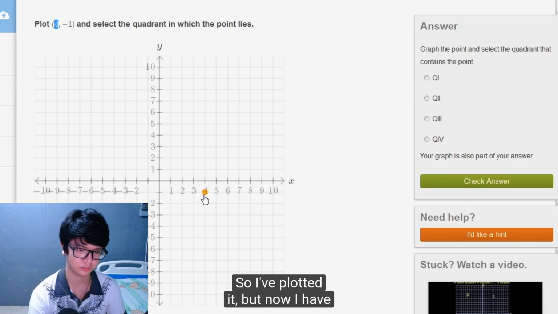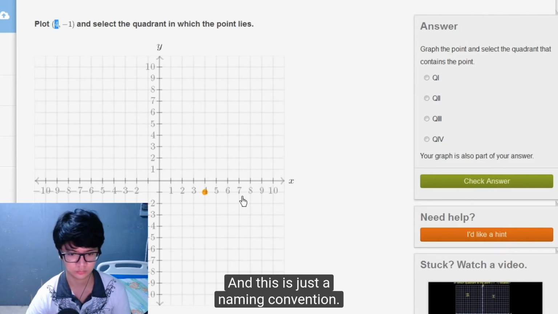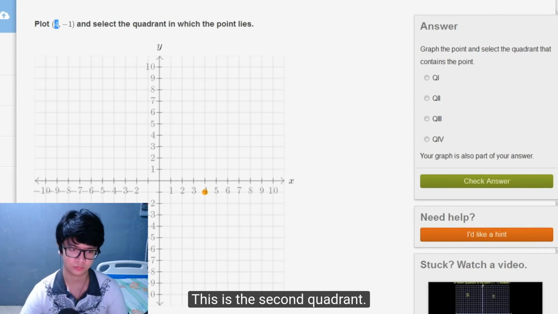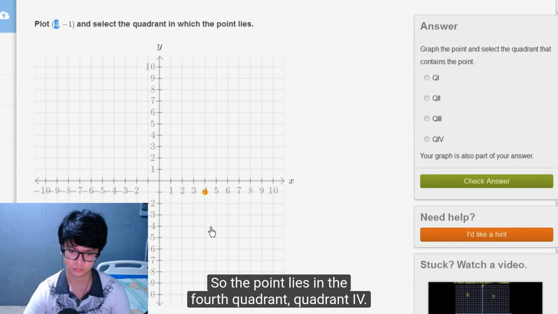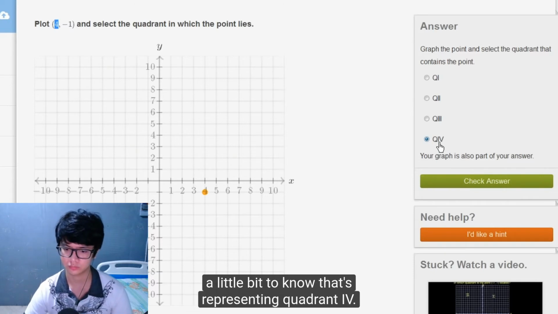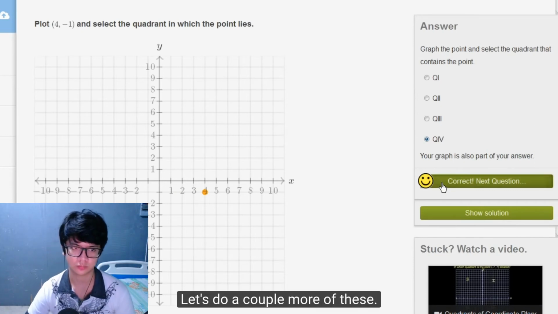So I've plotted it, but now I have to select which quadrant the point lies in. And this is just a naming convention. This is the first quadrant, this is the second quadrant, this is the third quadrant, and this is the fourth quadrant. So the point lies in the fourth quadrant, quadrant 4. And I guess you have to know your Roman numerals a little bit to know that that's representing quadrant 4. Let's do a couple more of these.